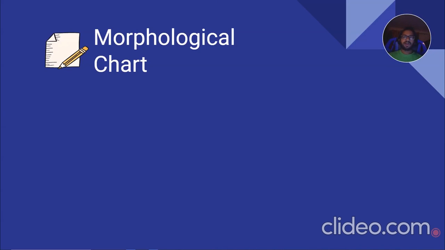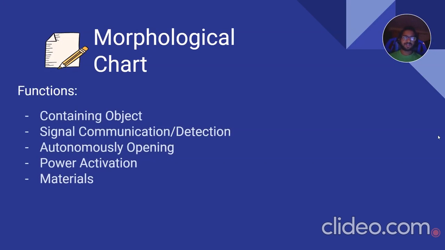So we looked at all these designs and made them into a couple main functions that we noticed were similar between all the different designs. Those functions included the containment of the object, the signal communications with the detection between the Arduino and within the Coolbox system, the autonomous opening which will also combine together with the Arduino system, the activation of power which would allow the power delivery, in turn making the box work, and the different materials which included the metals, the glass, or even the cardboard.